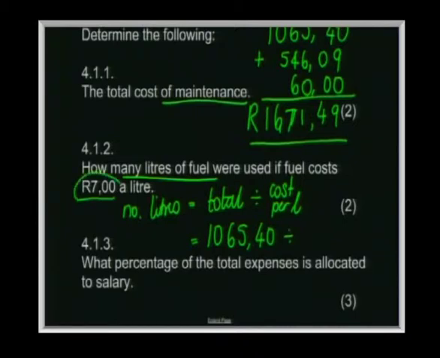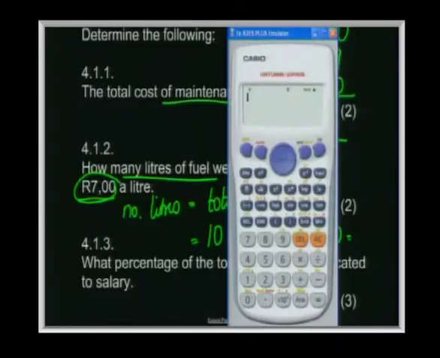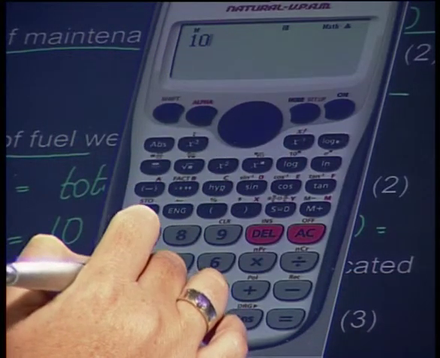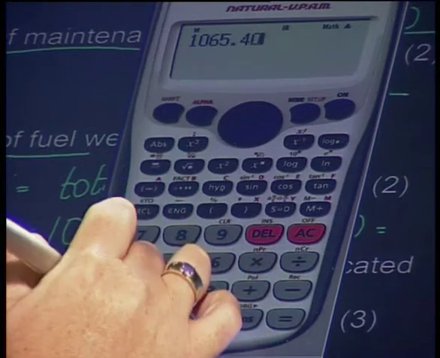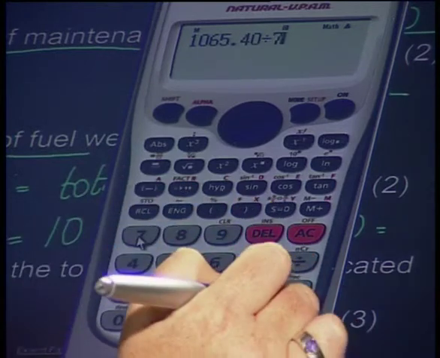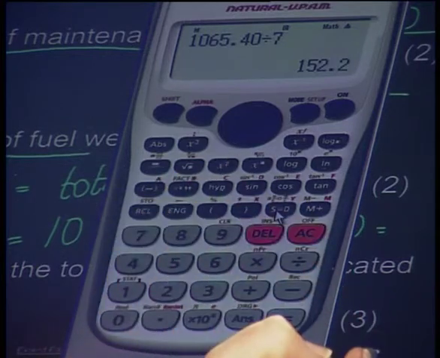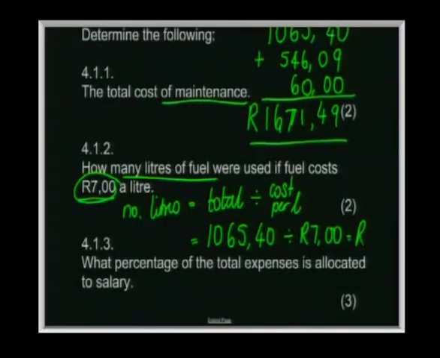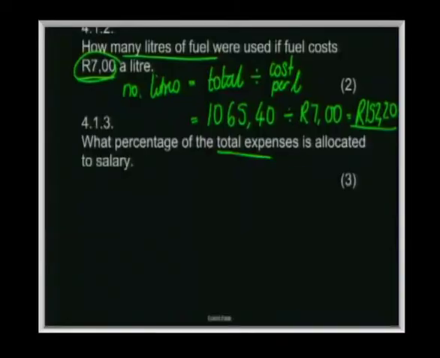And divided by the cost per litre, which is 7 rand. Let's use our calculator. So it's 1,065 rand and 40 cents divided by our 7 litres is equal to 152 rand and 20 cents. Remember, if it doesn't have 2 decimal places on your calculator, you need to add in the 2 decimal places afterwards. What percentage of the total expenses is allocated to salary?